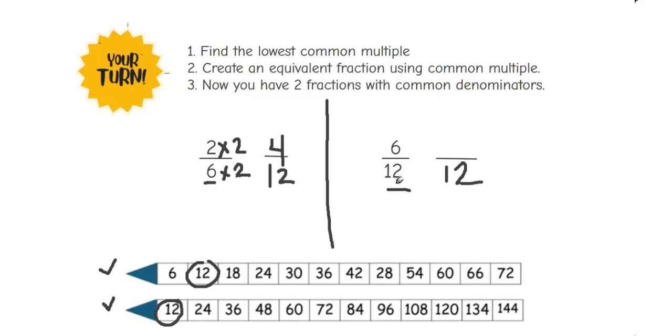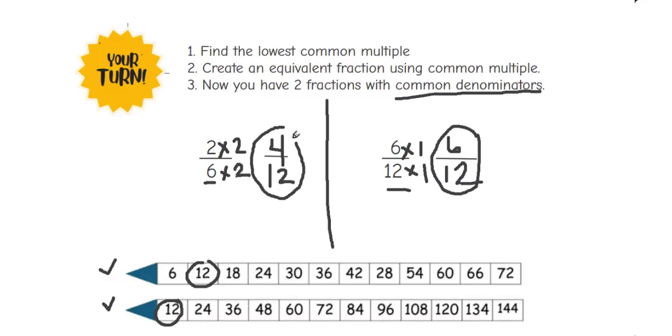Over here, I don't have to change anything. It's just multiplying by 1, right? 12 times 1 is 12, and 6 times 1 is 6. These two fractions now have common denominators. So this is the process you go through when you're asked to find a common denominator. If I were to try to add 2/6 plus 6/12, I cannot add them until they have common denominators.